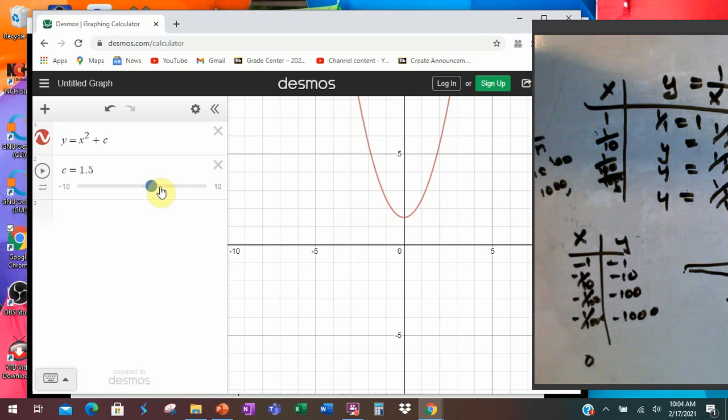Here I moved it up 1.5. If I want to move this thing up so this point is at 5, it would just be x squared plus 5. So now this is x squared plus 5.